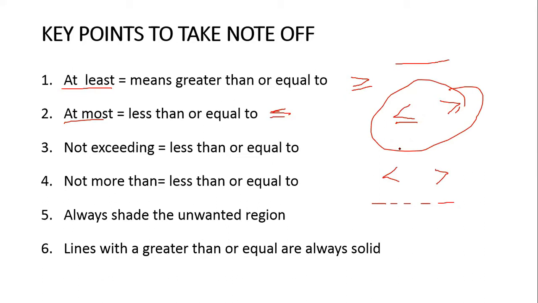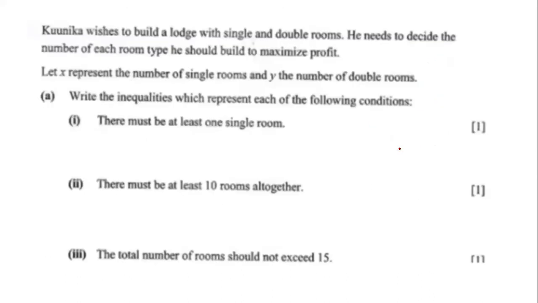All right, let's look at an example using a 2019 past paper question. The question reads: Kunika wishes to build a lodge with single and double rooms. He needs to decide the number of each room type he should build to maximize profit. Let X represent the number of single rooms and Y represent the number of double rooms. Write the inequalities which represent each of the following conditions.